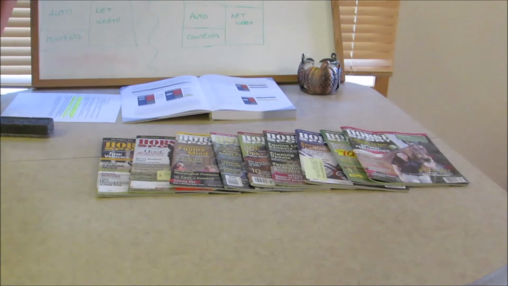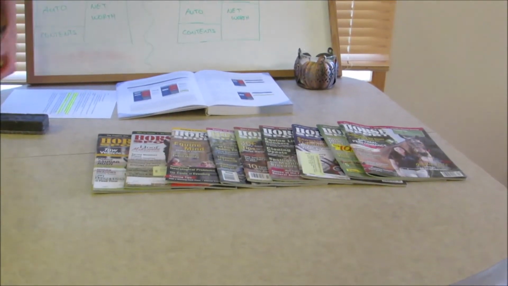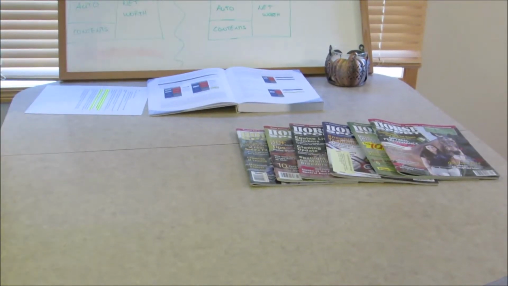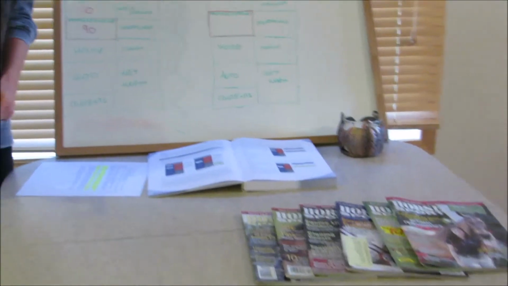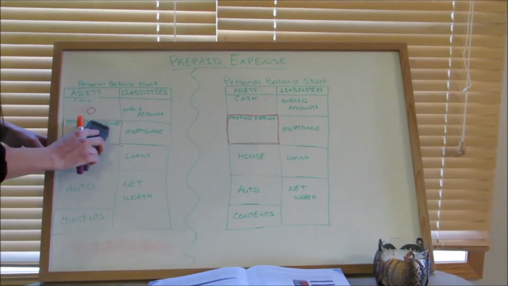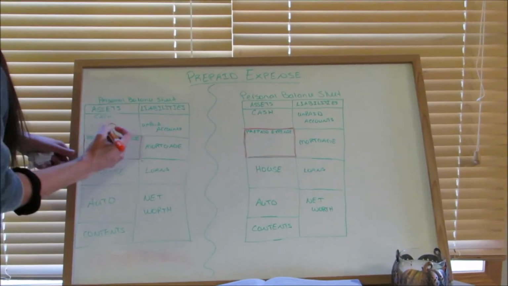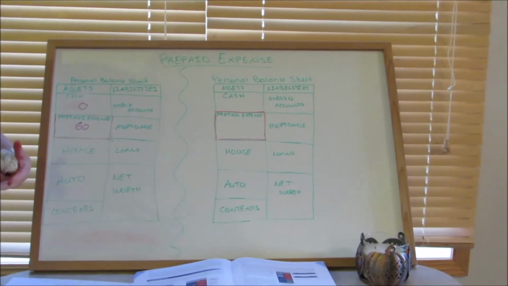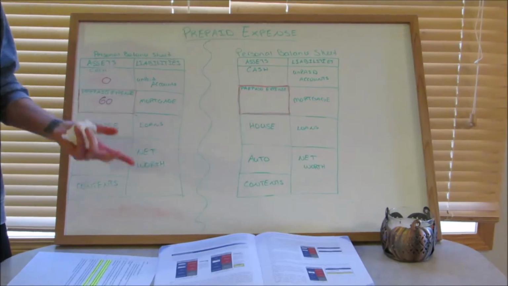So say if you were to cancel the magazine subscription in 6 months, so we'll take away another 3 magazines, the company will give you back $60. So your prepaid expense account will go down to $60 because you are recognizing 6 months of the subscription that the service is providing to you.